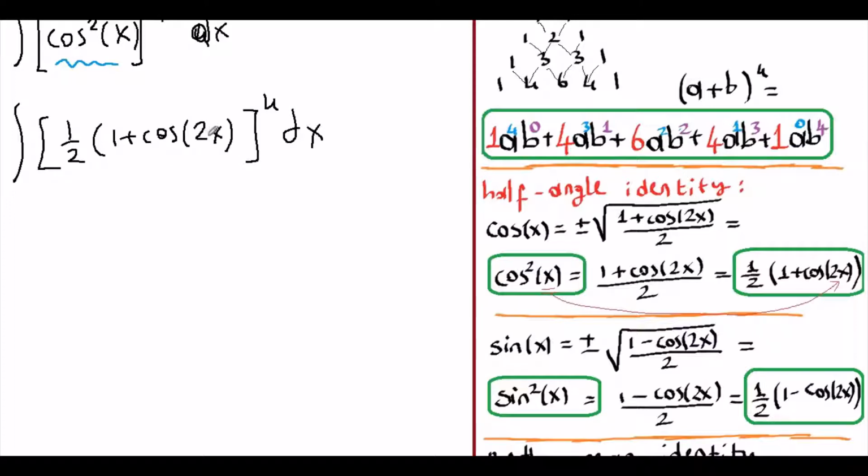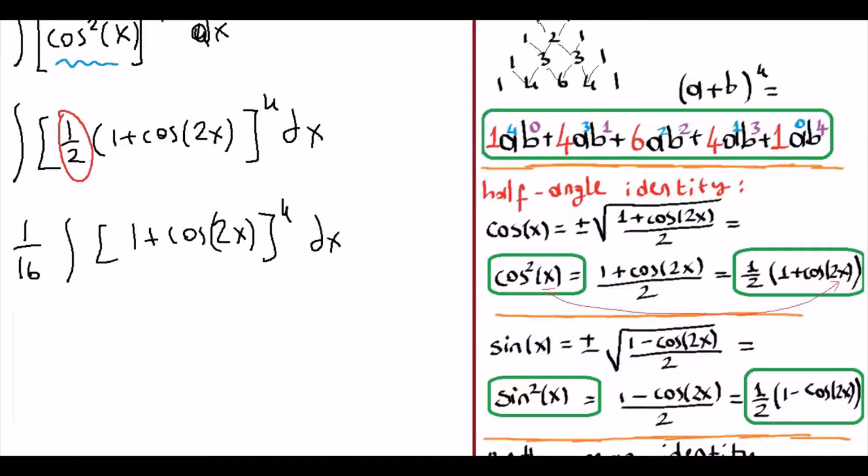Now we're going to expand this to the fourth power. First we can expand 1/2 to the fourth power and pull it in front of the integral sign. It's going to be 1 over 16. And inside we have (1 plus cosine of 2x) to the fourth power dx. In the Pascal's triangle expansion here, this is our a term, this is our b term. So this is the binomial of two terms, (a plus b) to the fourth power. So our coefficients are 1, 4, 6, 4, and 1. Our a term is 1, and our b term is cosine of 2x.